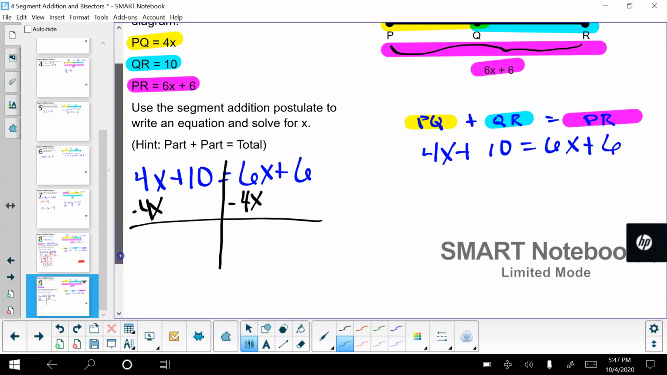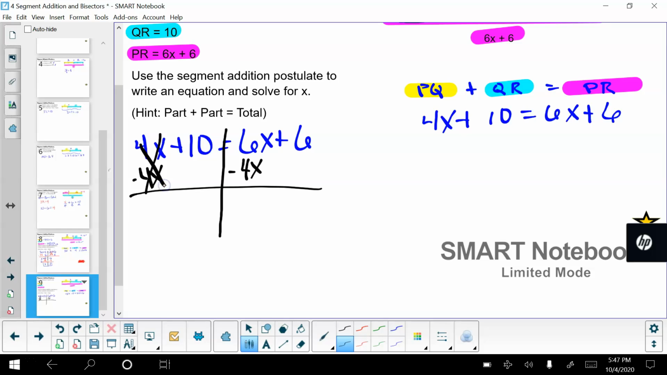And 4x minus 4x cancels. So then on the other side, I've got 6x minus 4x, which is 2x. Bring down the plus 6. Bring down the 10. Okay, now I have to get this x by itself, and I notice that there's a 2 and a 6 with it. So really, I have to get both of those away.